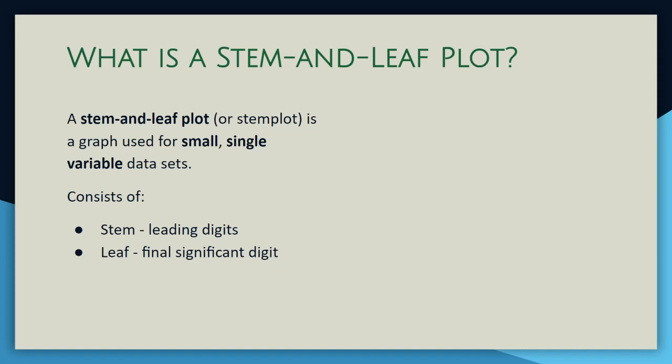It consists of two pieces, a stem and a leaf, thus the name. The stem is the leading digits of the number. The leaf is the final significant digit of the number. So this is small single variable numeric data.